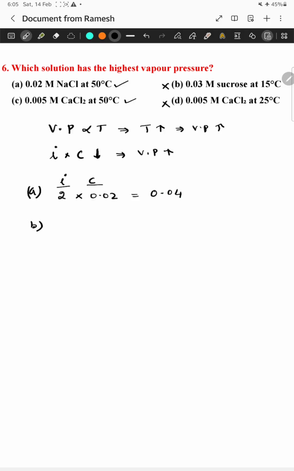Now coming to option C. In option C, they have given calcium chloride, where you get 1 mole of calcium and 2 moles of chloride. That's why the Van't Hoff factor will be 3 for calcium chloride. The concentration is 0.005. If you simplify this, obviously the value will be very small, correct? You will get 0.015. So this i into C product will be less for option C, and the temperature is of course more, 50 degrees Celsius, correct? So more temperature, less iC means option C. So for question 6, option C is the correct answer.